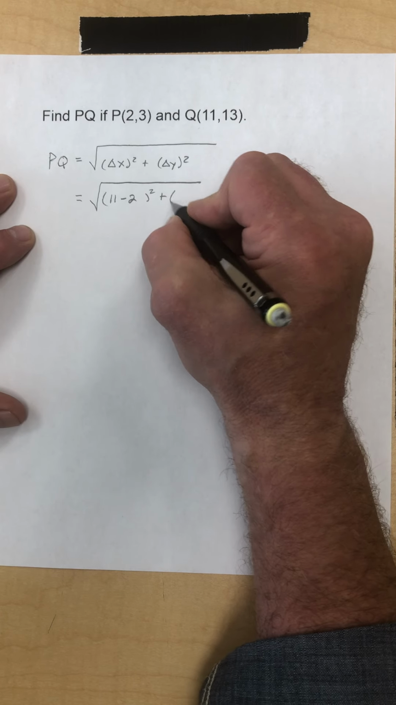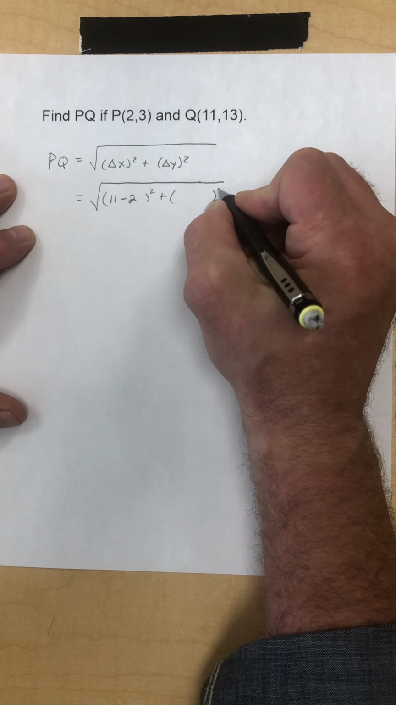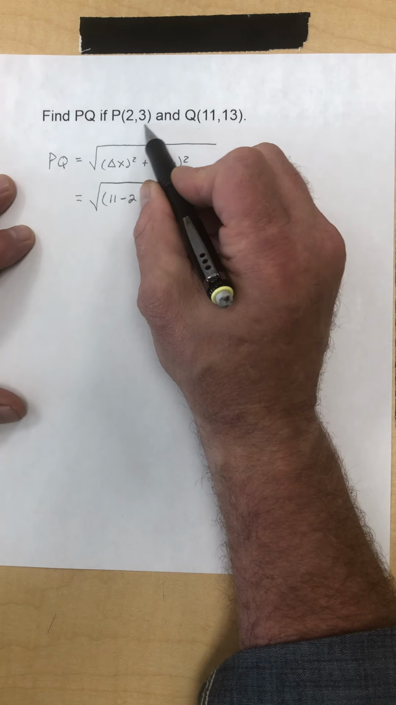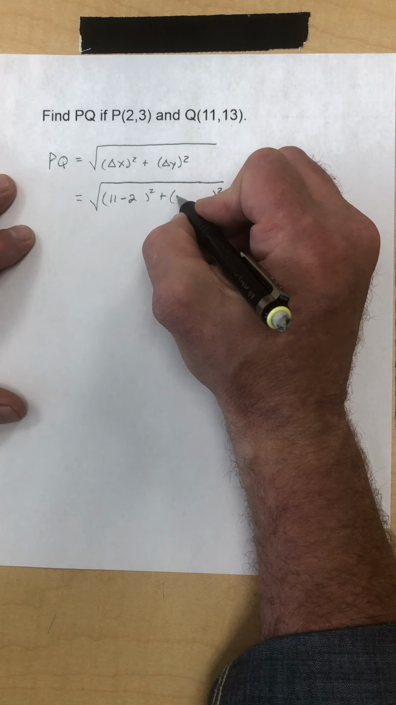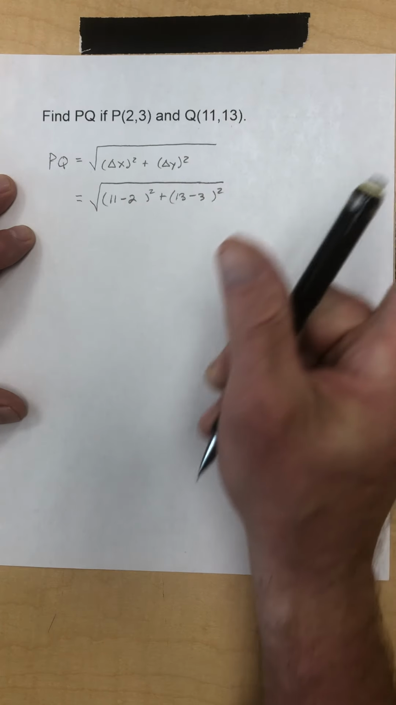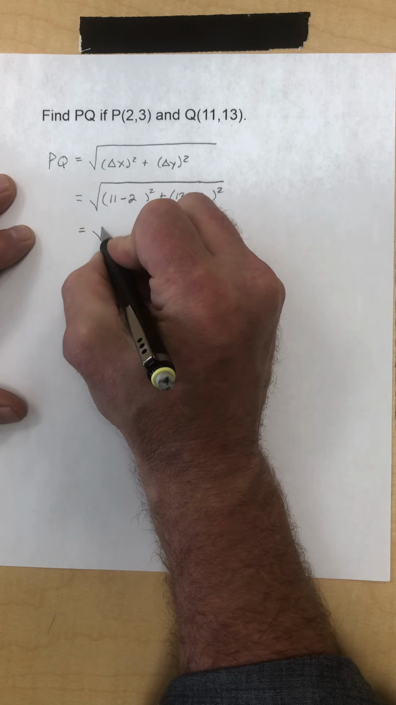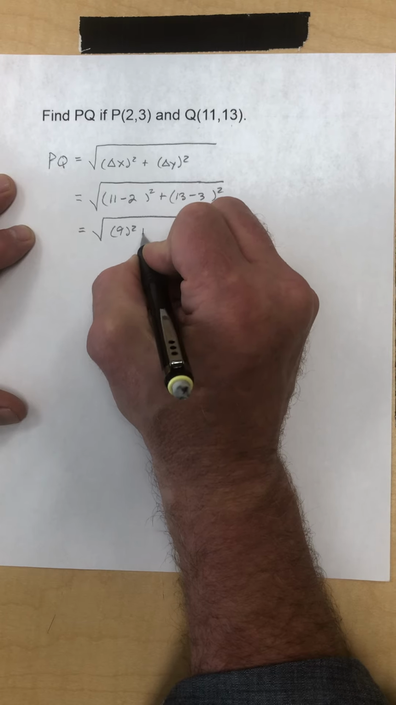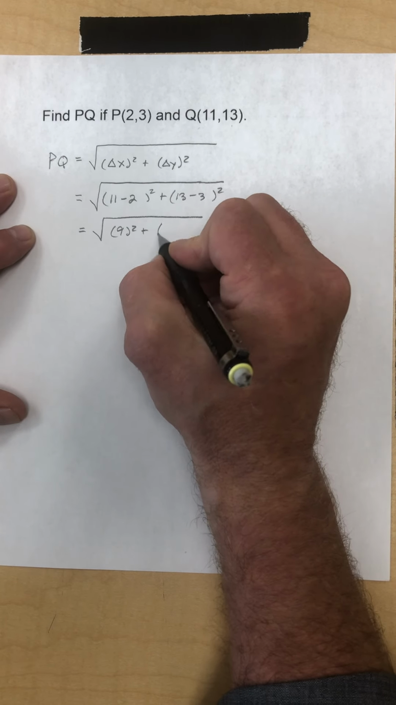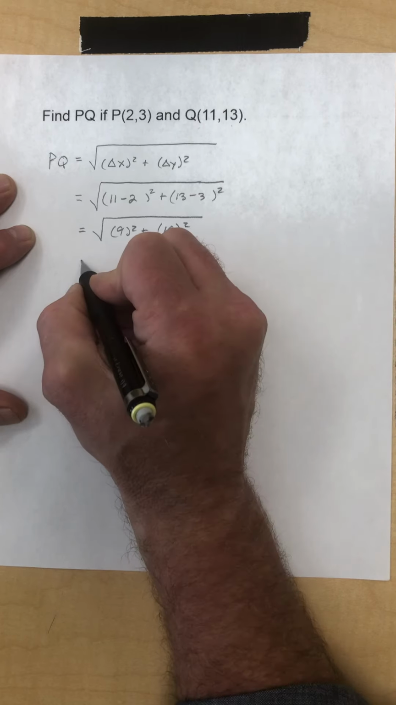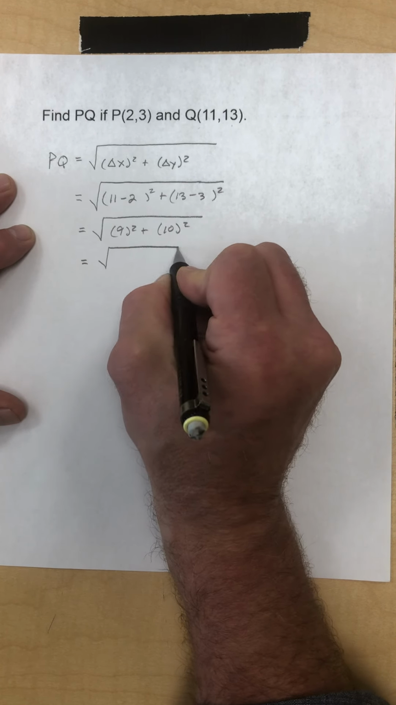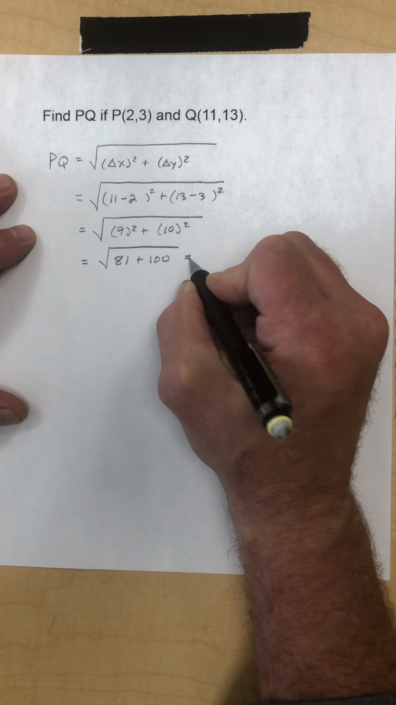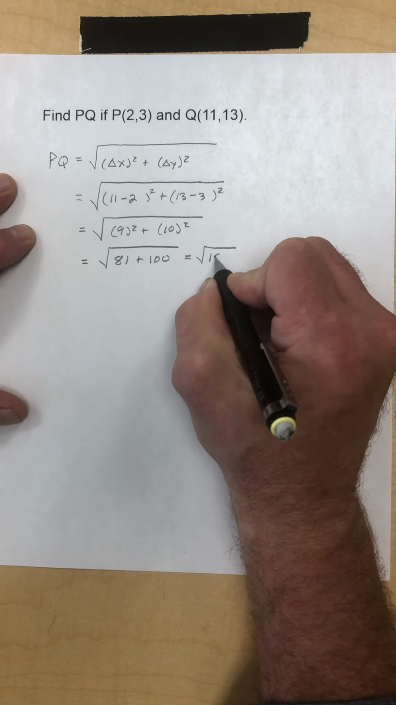Plus delta y, we've got to subtract the y coordinates. Again, it doesn't make any difference which order you subtract because you're going to square the result. So I could go 3 minus 13 or 13 minus 3. I'm going to go 13 minus 3. So this is the square root of 11 minus 2, which is 9, so that's 9 squared. 13 minus 3 is 10, so that's 10 squared. So I get the square root of 81 plus 100, which is the square root of 181.